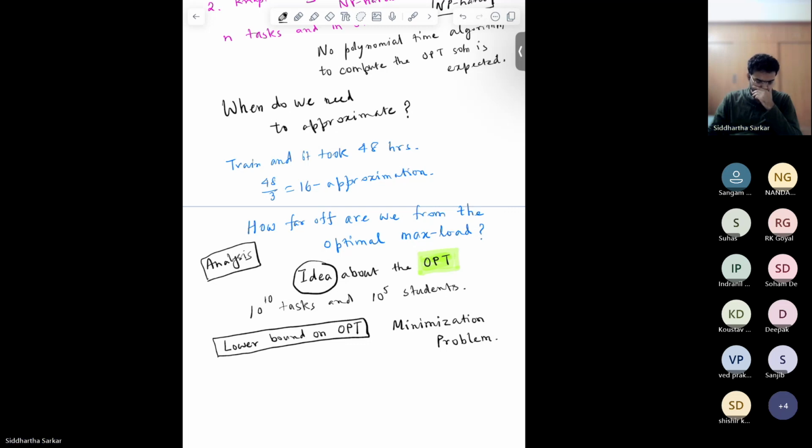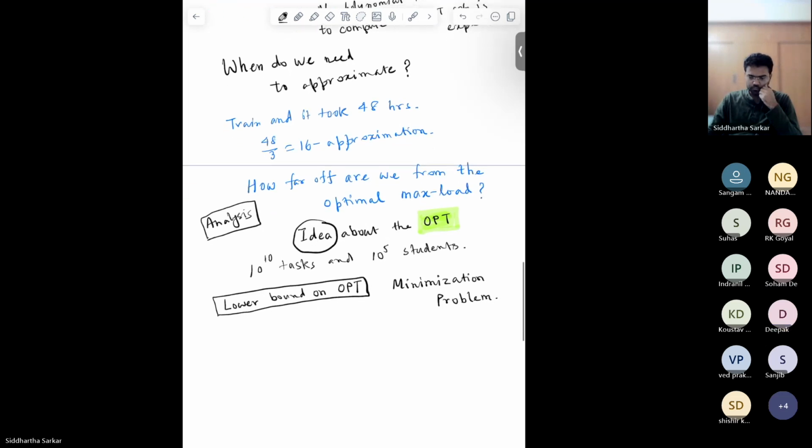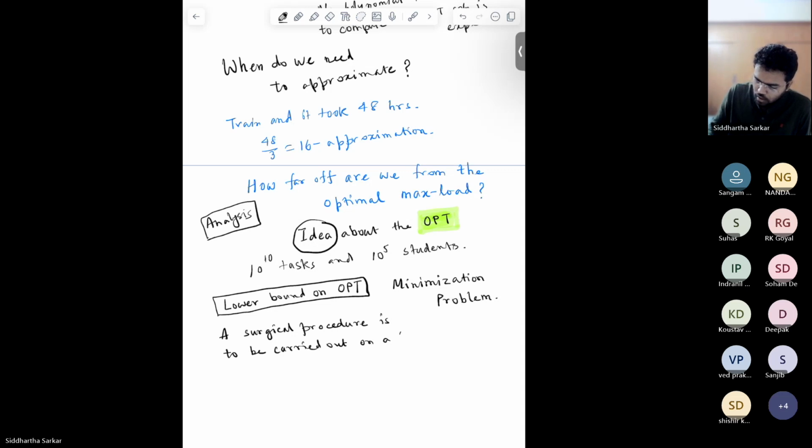So let's look at a practical real life minimization problem. Let us say I'm hooking up some real life example. Let us say a surgical procedure is to be carried out on a patient. All right, so this involves, it's unavoidable that some pain will be involved. So this will involve rendering some pain to the patient. Okay.